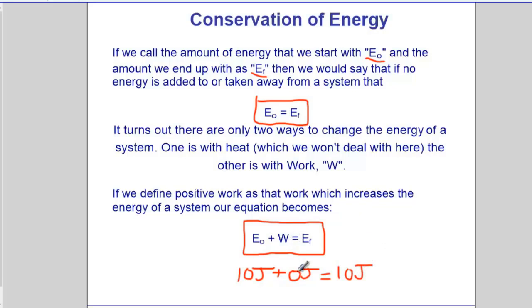If this work is not 0, let's just change it. Let's say that work is 2 joules. The new answer would be 12 joules. This object would have started off with 10 joules. If 2 units of work are done, it gains 2 joules and you end up with 12. But they're still equal. What you start off with, energy plus work, is what you end up with. Again, a very beautiful concept.